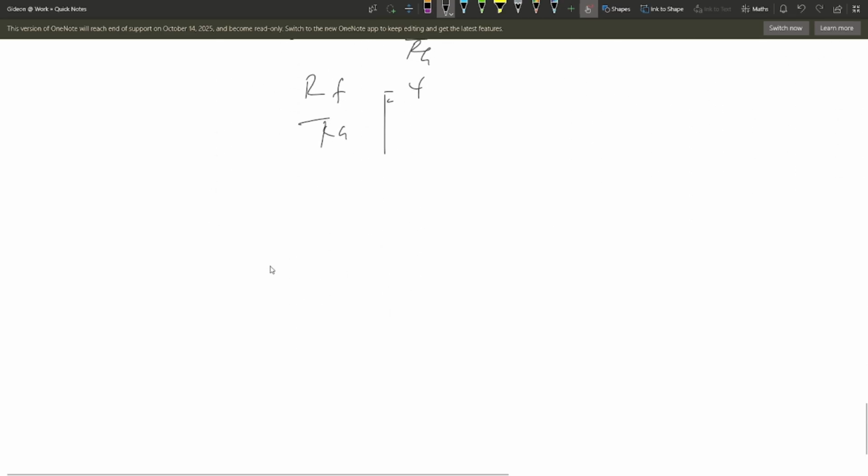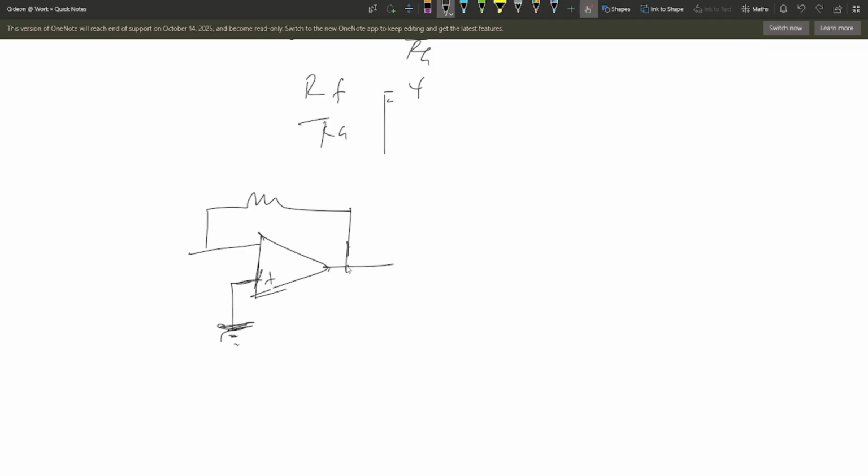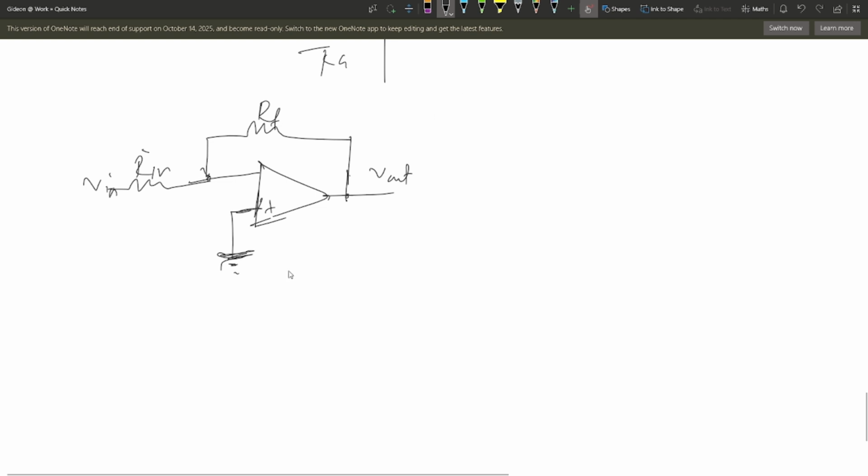Now let's talk about the inverting amplifier. It also looks similar to that, but what we do is that we connect the positive terminal to ground, and then we connect this feedback resistor in this fashion. Then we have our V out, and we connect our input V in here. So we can call this Rin, our input resistor, and then we call this Rf.